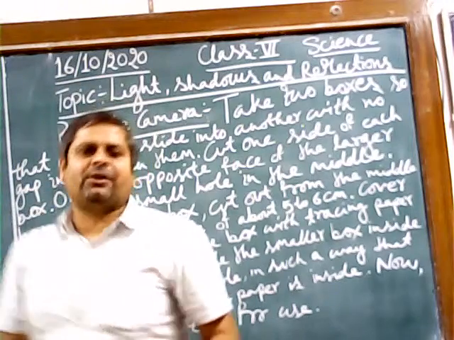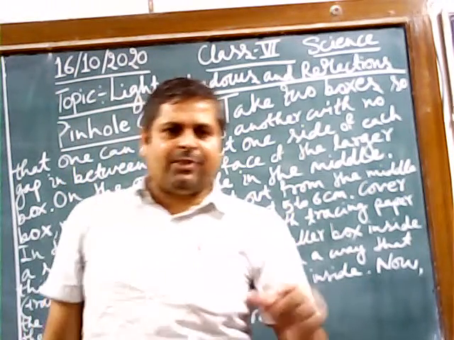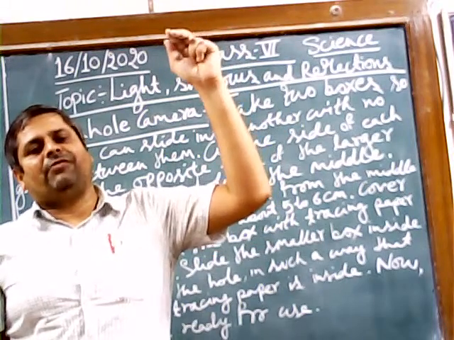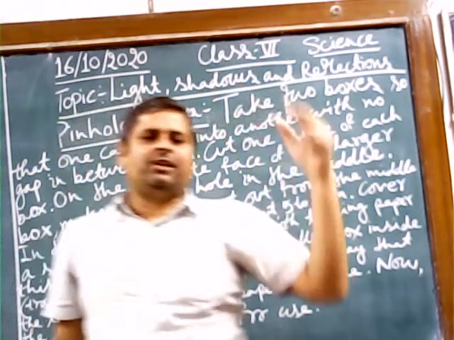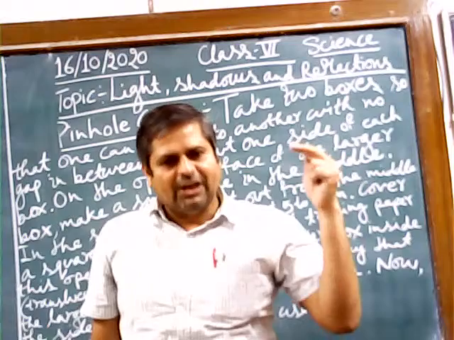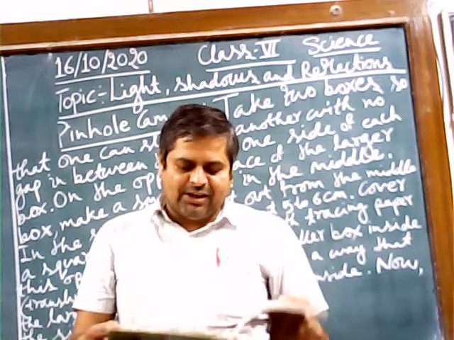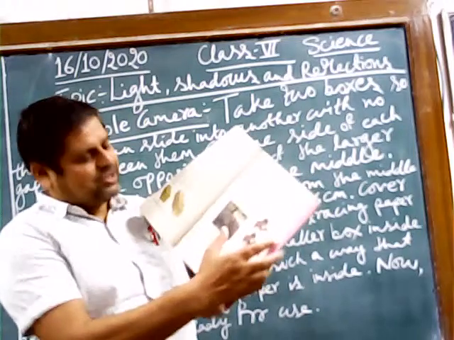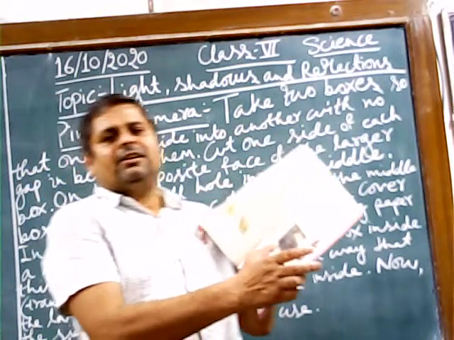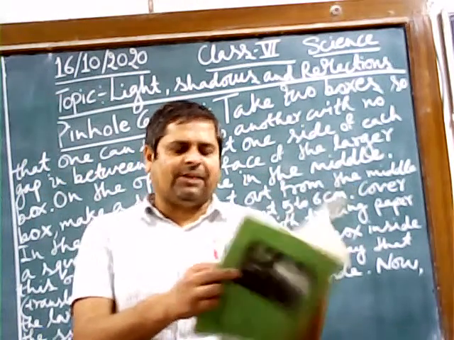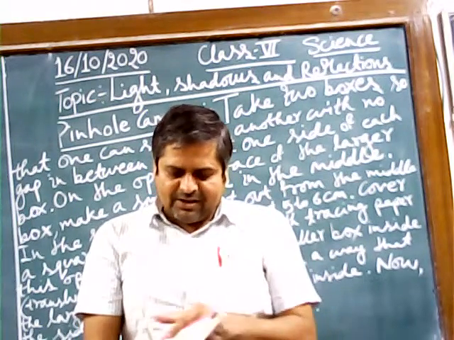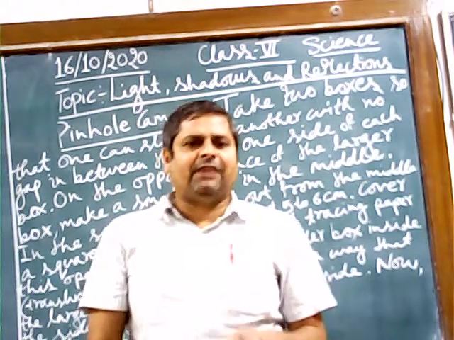These are called pinhole images. There are natural pinhole images formed when sunlight falls on the tree. There are circular patches. You can see figure 11.6. These are natural pinhole images. Okay, children. Is that clear? So with this we have come to an end of this chapter.